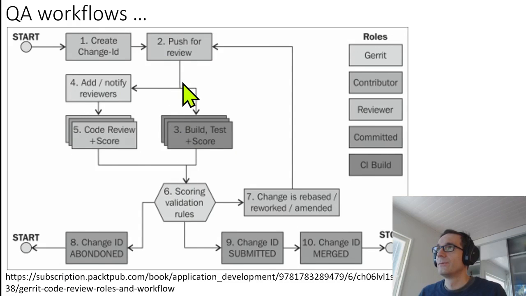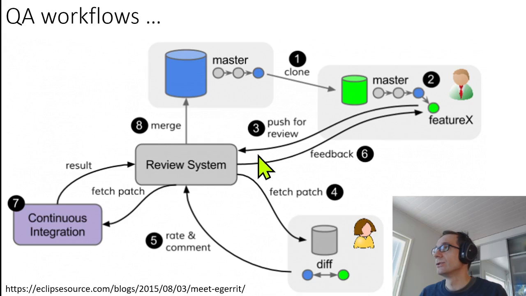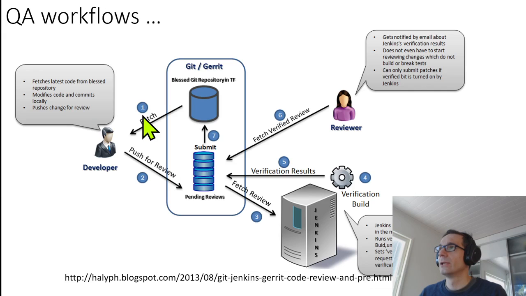So the difference to the previous one is that here, at the same time, you notify the reviewers and you start building it in continuous integration, whereas in the previous one it went first to the review. But you can also do it the other way around.